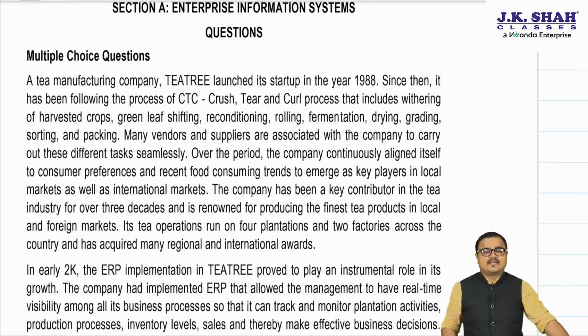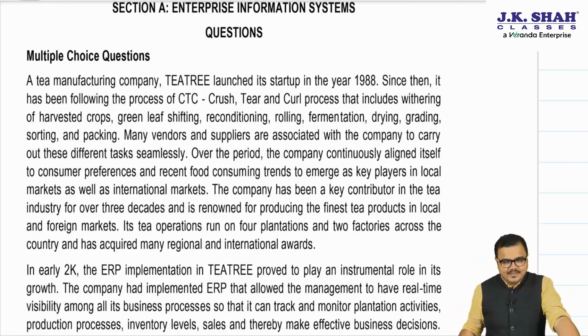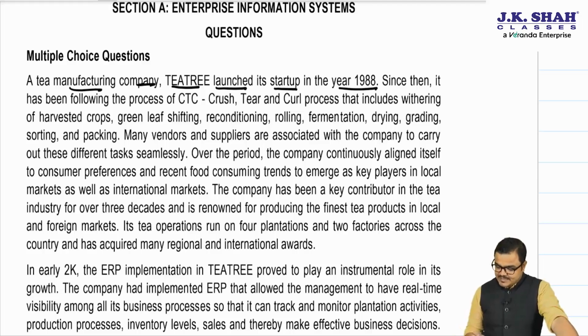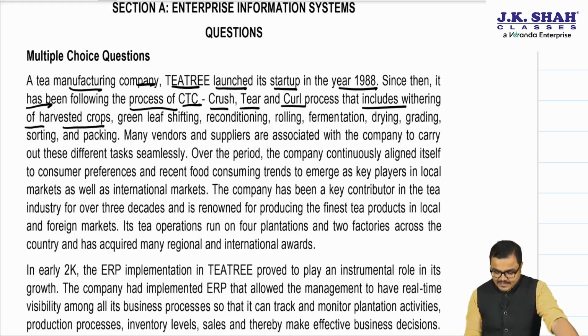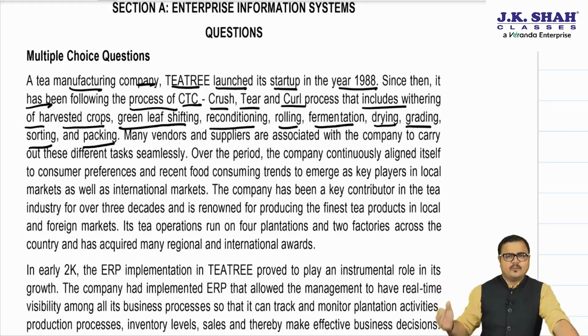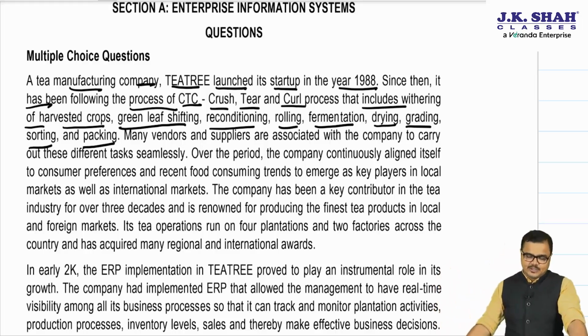First one, they had given a very interesting case study. Let us try to first read the case study. A tea manufacturing company, Tea Tree, launched its startup in the year of 1988. Since then, it has been following the process of CTC. You know people, in tea business there is a CTC process, crush, tear and curl process. That includes withering of harvested crops, green leaf shifting, reconditioning, rolling, fermentation, drying, grading, sorting and packing. These are all the business processes they perform in order to get the final product done for the consumer.